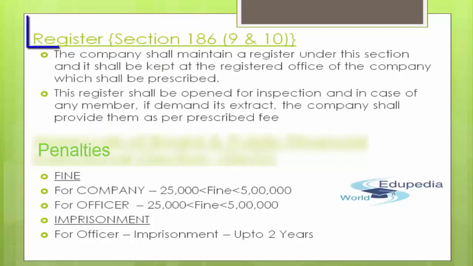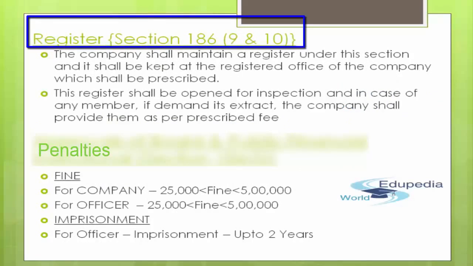So this is all about the register. Guys, the company is required to ensure that it maintains a register. You are providing some loans to another company, some guarantees to another company, and some securities to another company. So what do you need to have in place? You need to have that register first of all. As a company, you need to maintain that register under this particular section, that is section 186 subsections 9 and 10.